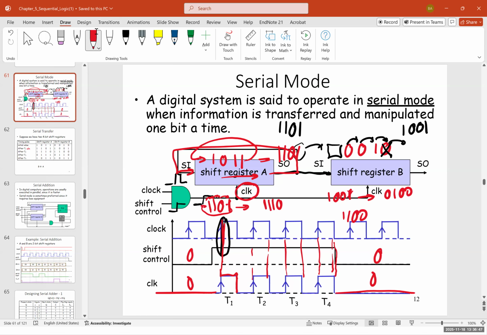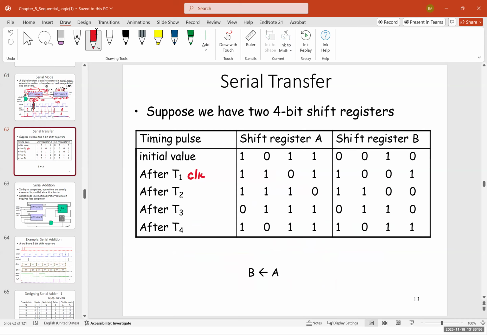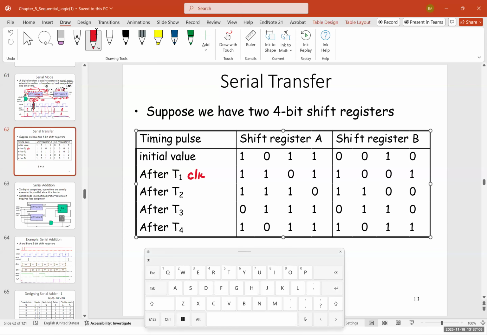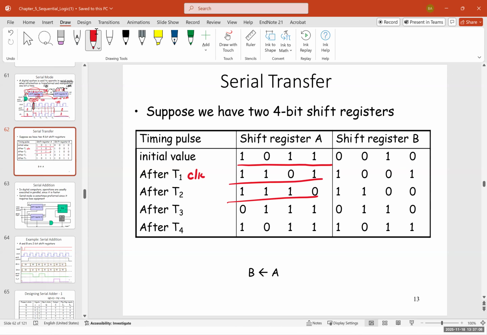Yeah, because this one that we shifted to the right is coming to the first bit on the left. Now, the one that we got here, we started with 1, 0, 1, 1, then 1, 1, 0, 1, and then 1, 1, 1, 0. And for register B, it was 0, 0, 1, 0, then 1, 0, 0, 1, and then 1, 1, 0, 0. Now, if I shift this one more time to the right, this 1 goes back here, so it's going to be 0, 1, 1, 1.